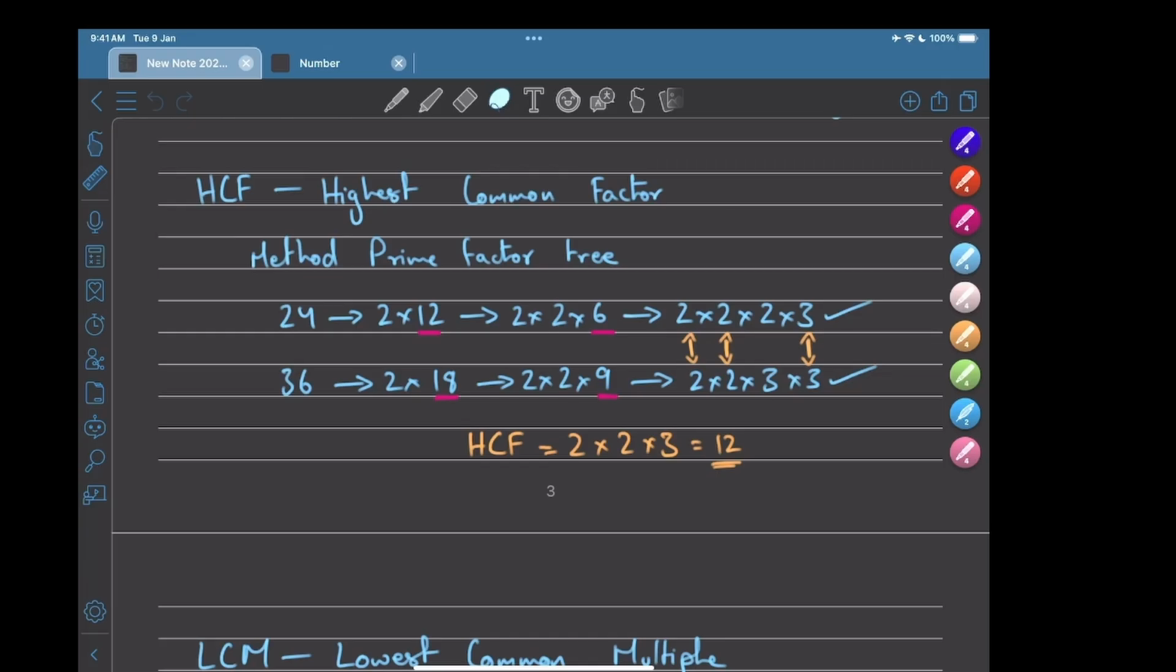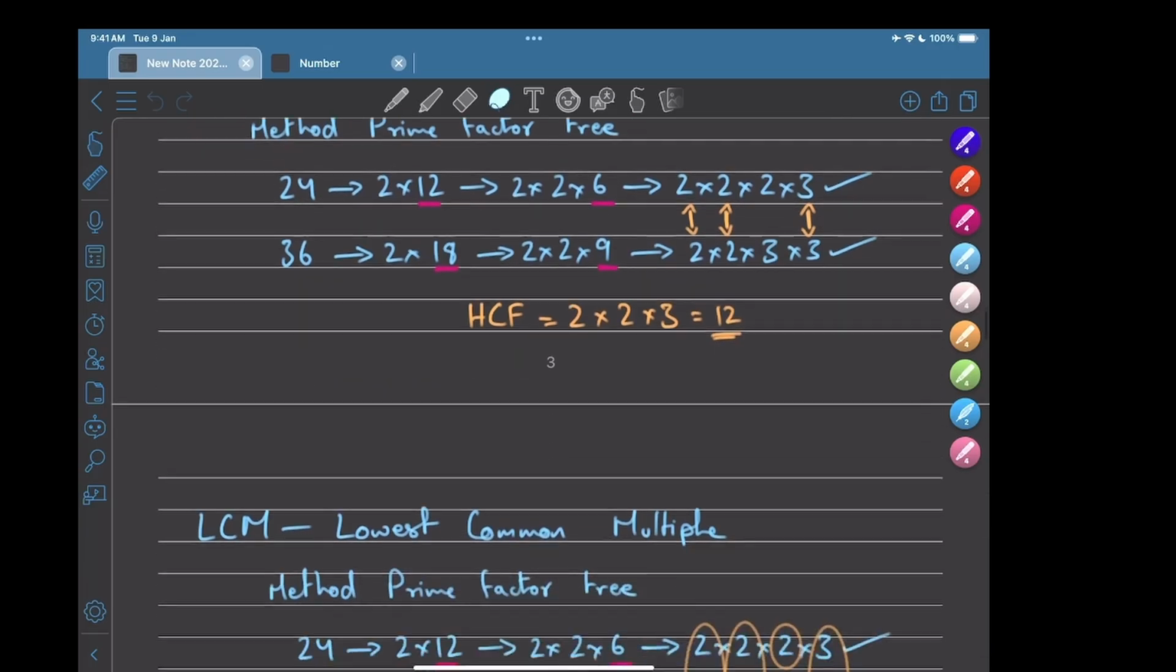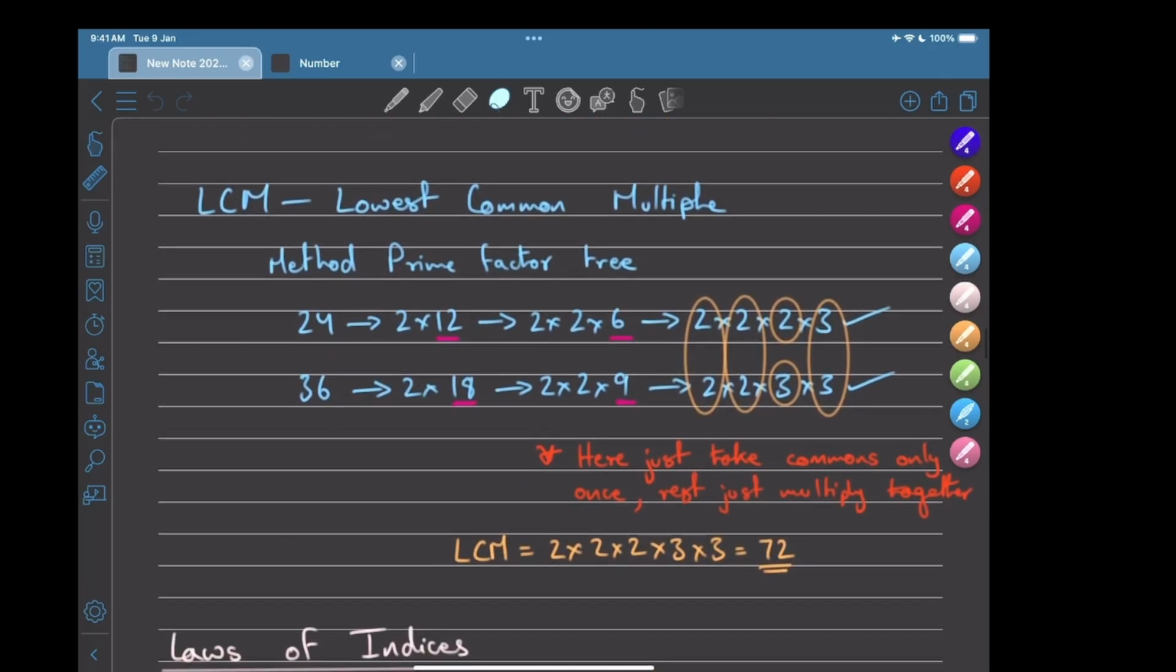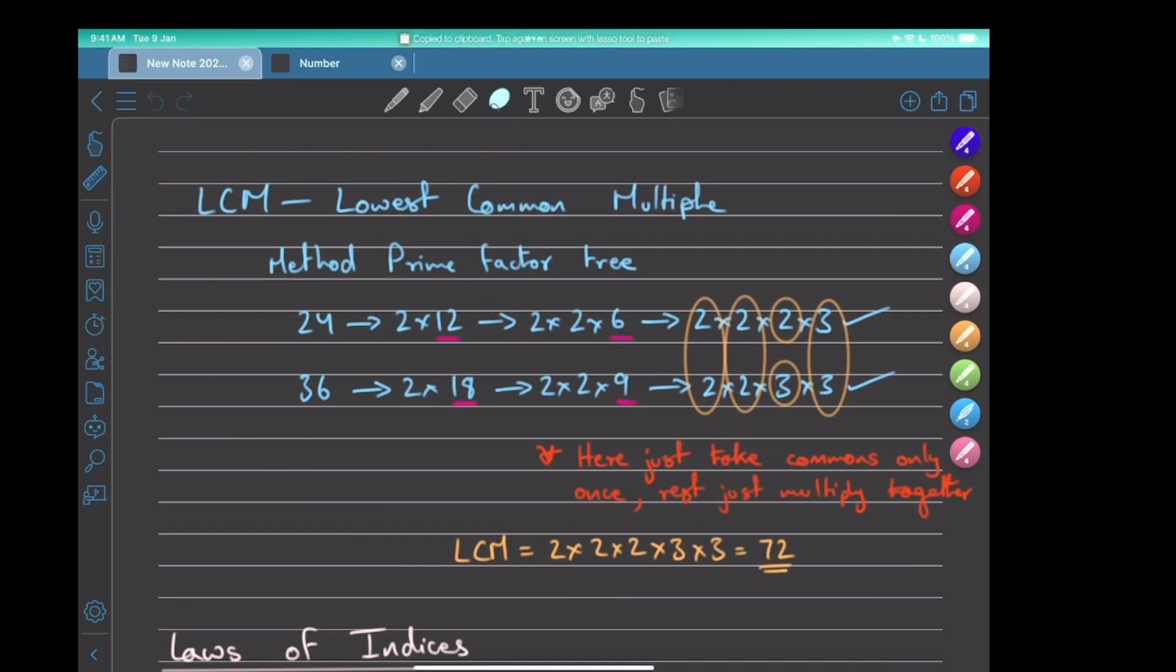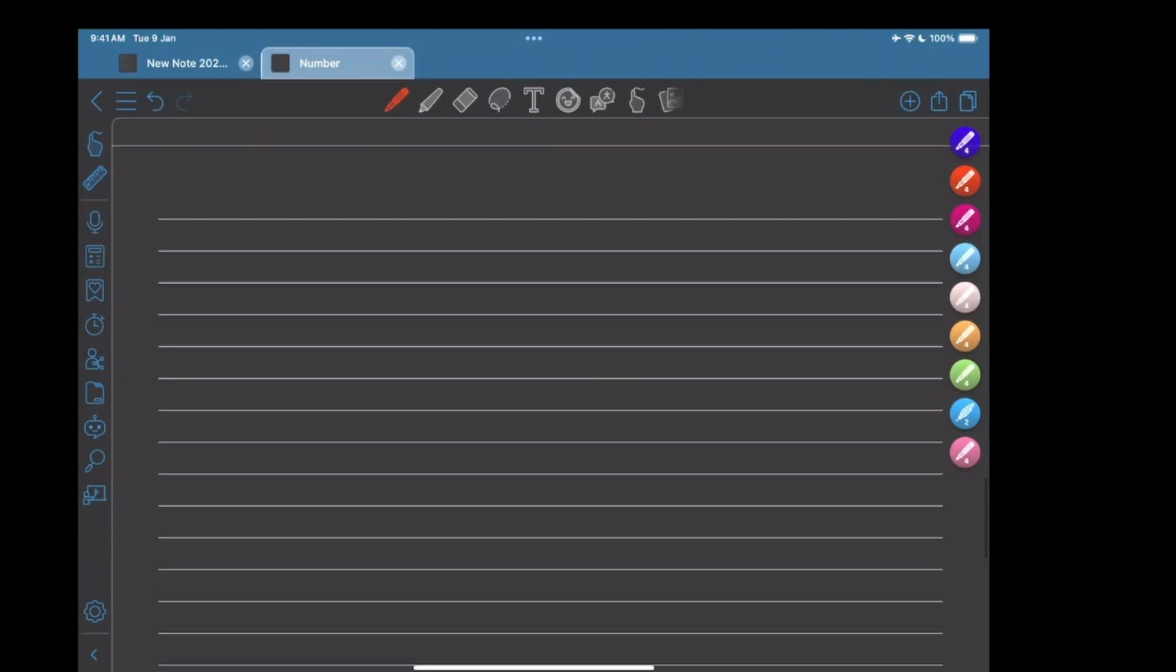If the question is not stating that, you don't have to do it in a particular way, you can do it however you like. But the main thing is that your answer should be correct. All right, so that's what HCF was about. Now let's move on to LCM.